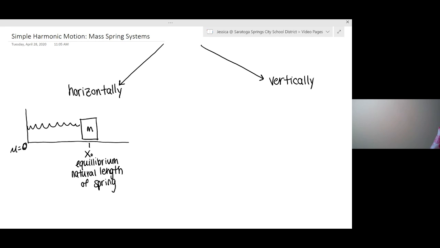Okay. From there, we might stretch or compress the spring to an amplitude. So if we compress the spring, we'd be pushing it back to a negative amplitude. If we stretch it, we'd be pushing it to a positive amplitude. In order to do that, we need to apply a force to actually move it outwards or push it back, because that spring, remember, is always exerting a force.